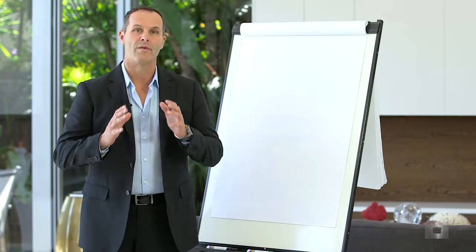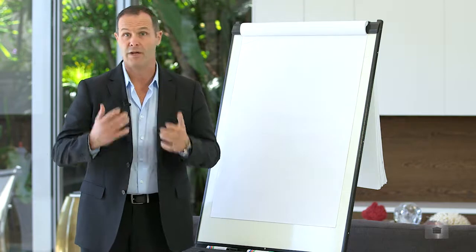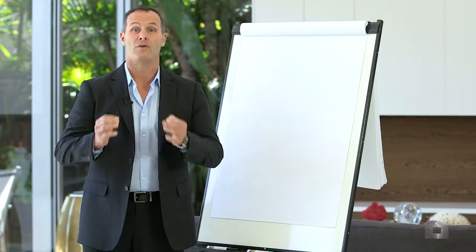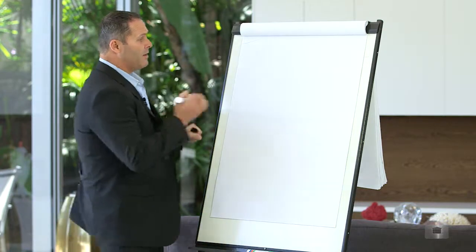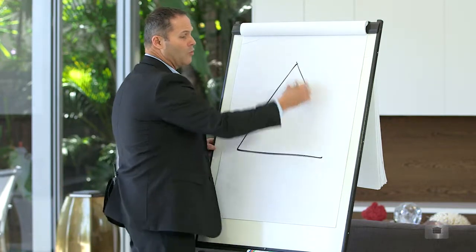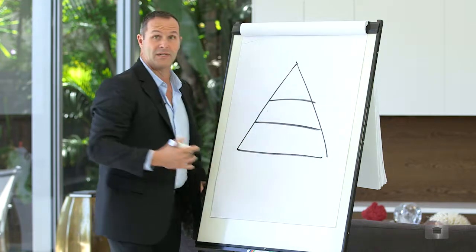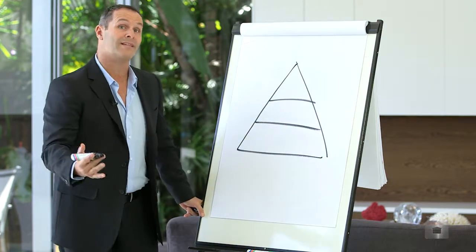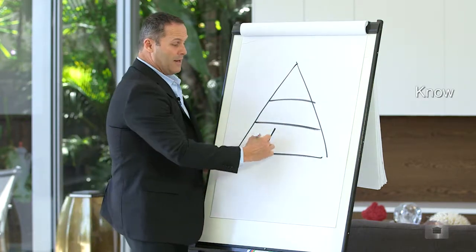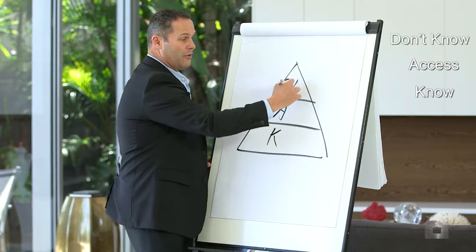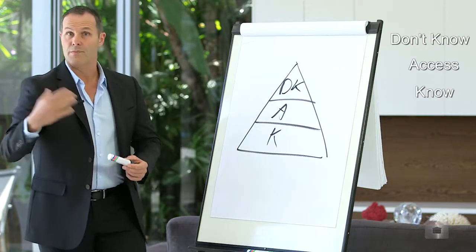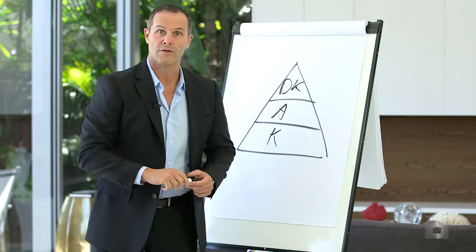I want to share with you one of the most important aspects of any communication that you have, and that is the concept of the knowledge pyramid. So I'm just quickly drawing this up on the flip chart. Effectively, all knowledge, when you communicate it to a potential buyer, a seller, a landlord, or a tenant, there's things that they know already, things that they can access, and things that they don't know in terms of the property, the process, or something along those lines.